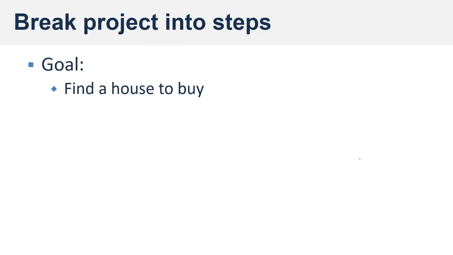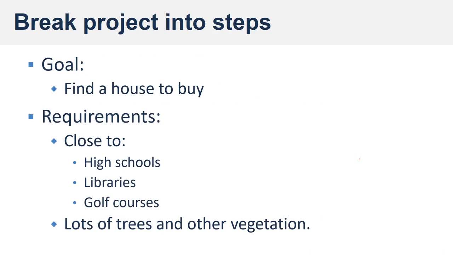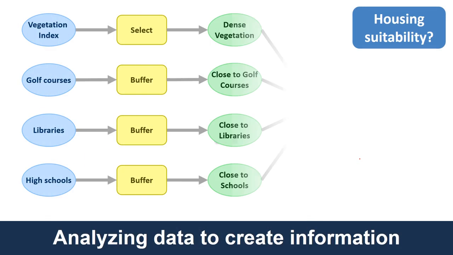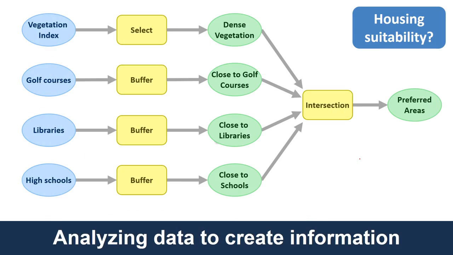If we're thinking about buying a house, we could say, what are the requirements that we're interested in? Break down our criteria. So we want to have one that's close to schools, close to libraries and golf courses, and has lots of trees and other vegetation. So from a modeling point of view, we would break that down into our individual input data sets. So we have a vegetation index as part of our inputs, the golf course locations, libraries, high schools.